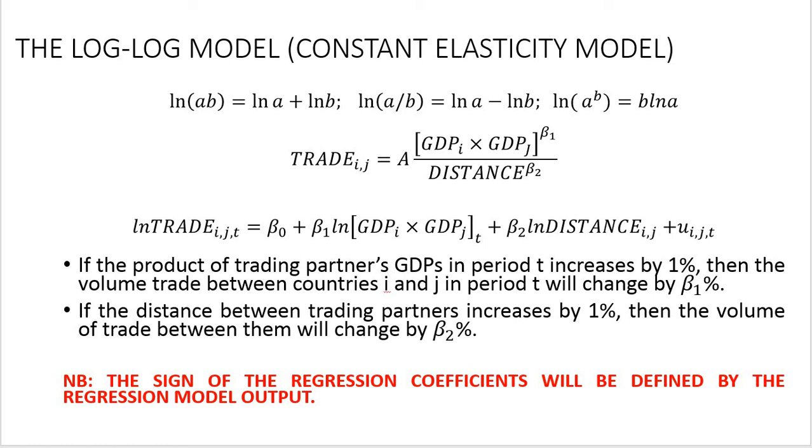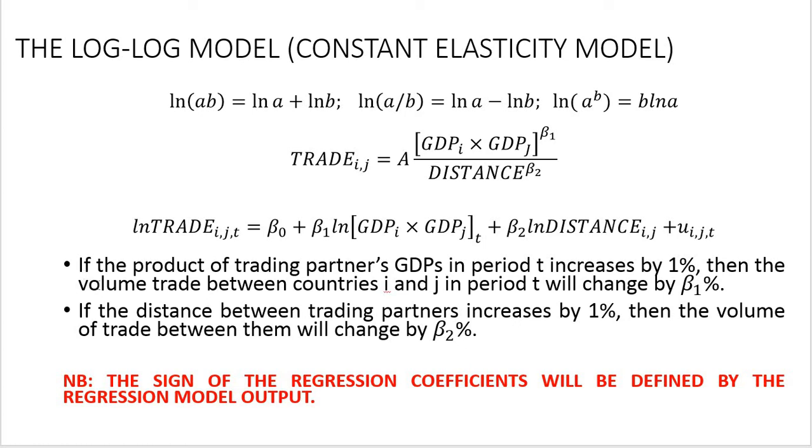Okay, so how do we interpret the output of this model? If the product of trading partners' GDPs in period T increases by 1%, then the volume of trade between countries I and J in period T will change by beta 1%. According to economic theory, we expect that beta 1 is positive, but it might depend. That's why I included change, not increase.